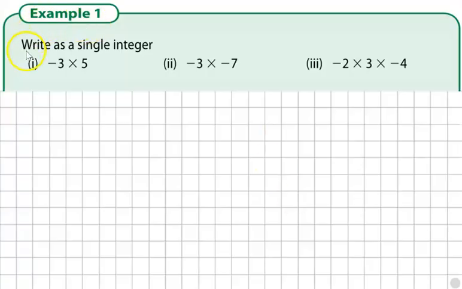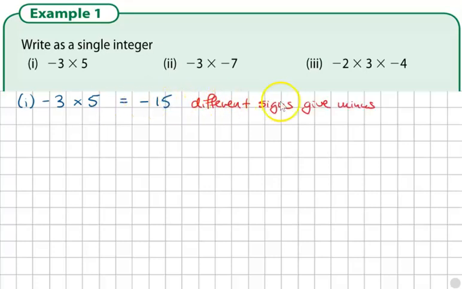Example 1, write as a single integer. So work these out, and your answer should be a single positive or negative number, so no fractions or decimals. Part 1, -3 times 5. So minus by a plus gives a minus, or different signs give minus, and 3 by 5 is 15. So we get -15. Different signs give minus.